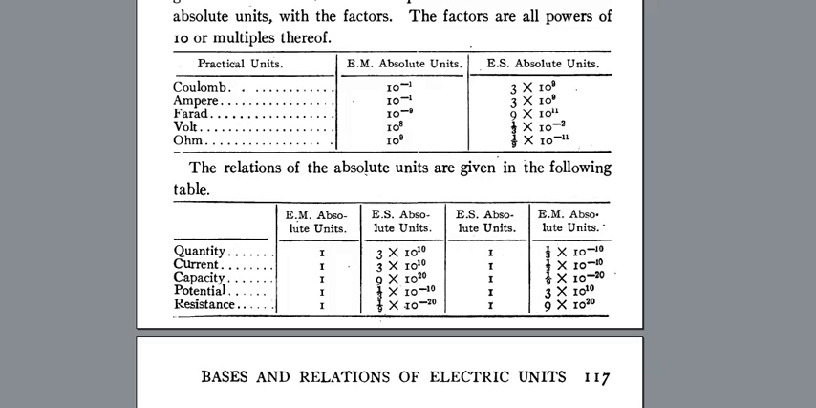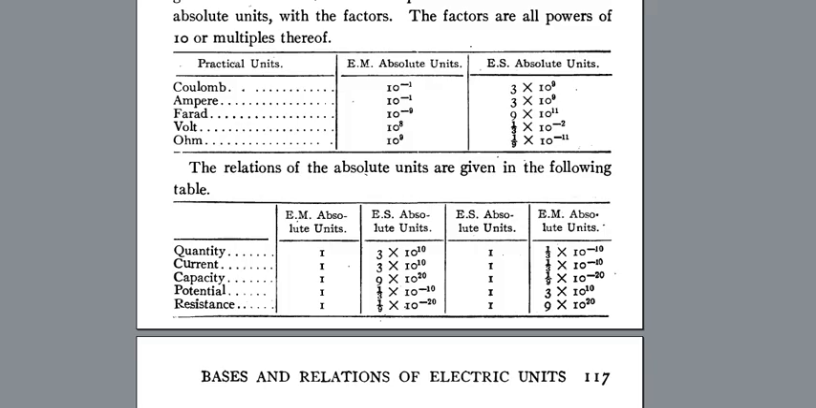Farad is 10 raised to the power of -9 in electromagnetic absolute units, and 9 multiplied by 10 raised to the power of 11 in electrostatic absolute units. Volt is 10 raised to the power of 8 in electromagnetic absolute units, and 1 multiplied by 10 raised to the power of -2 in electrostatic absolute units. Ohm is 10 raised to the power of 9 in electromagnetic absolute units, and 1 divided by 9 multiplied by 10 raised to the power of -11 in electrostatic absolute units.